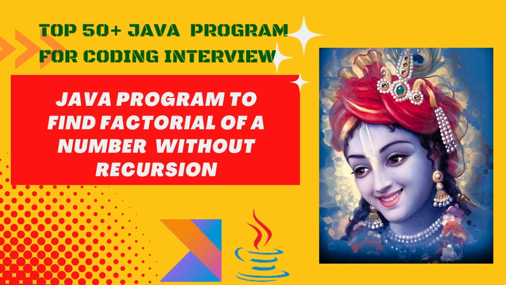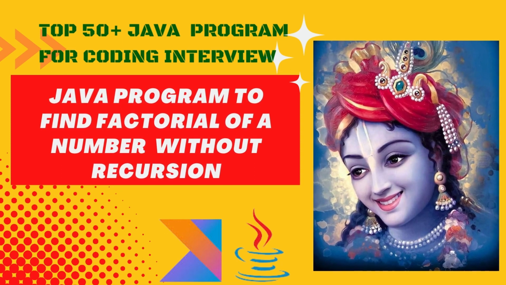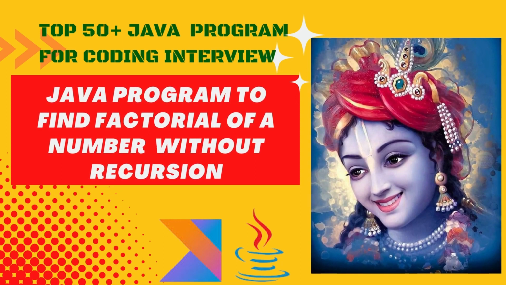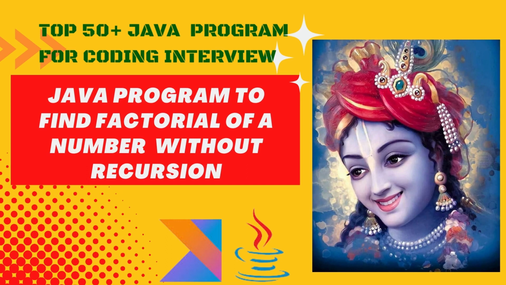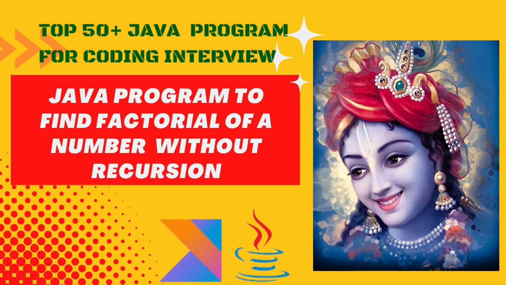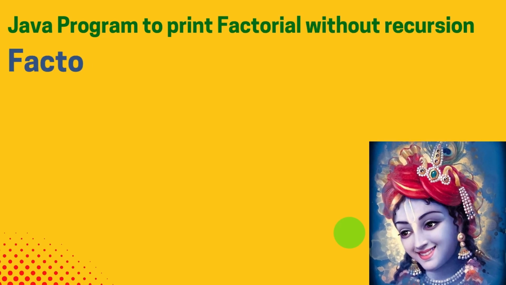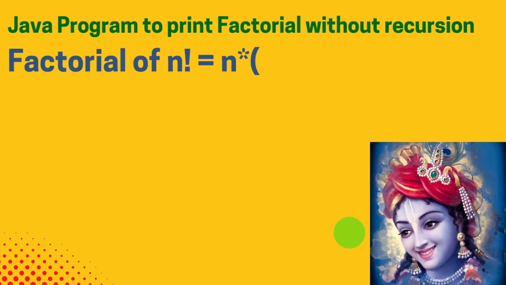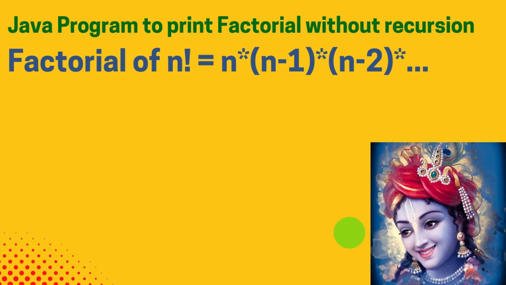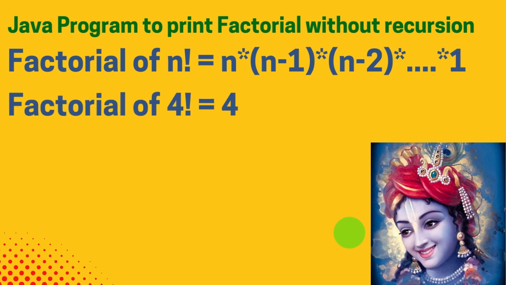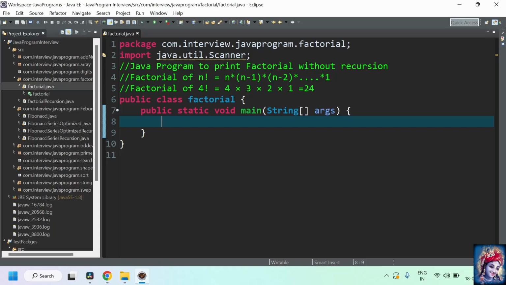In this video, we are going to practically implement a Java program to find the factorial of a number without using recursion. Let's understand how we calculate the factorial of a number. Factorial of a number n is n multiplied by n minus 1 multiplied by n minus 2 multiplied by n minus 3 until the n value is 1. Factorial of 4 is 4 multiplied by 3 multiplied by 2 multiplied by 1. Therefore, it is 24. Let us practically implement this program using Java.